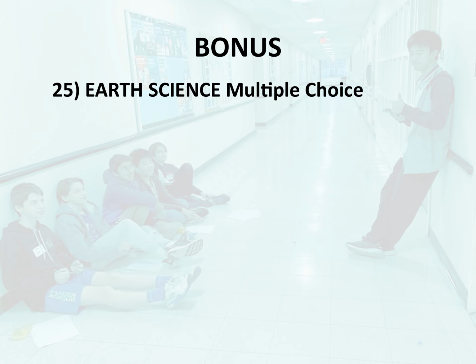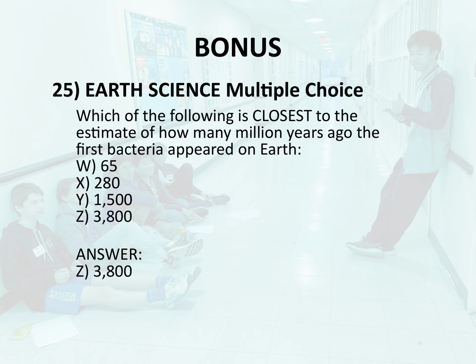Bonus 25. Earth science. Multiple choice. Which of the following is closest to the estimate of how many million years ago the first bacteria appeared on Earth? W. 65. X. 280. Y. 1,500. Z. 3,800. Answer: Z. 3,800.